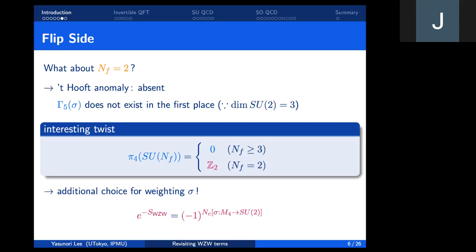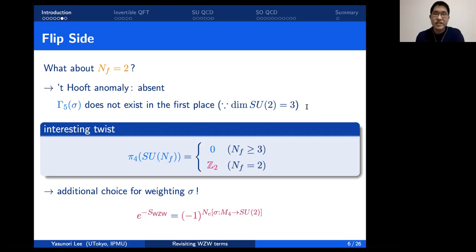Yes, for the SU(2) case, you don't really have this Witten anomaly, right? No, right. That's why you have this WZW term coming out. I think in Witten's original paper, this equation should be like exponential to minus the whole QCD action equal to this stuff.